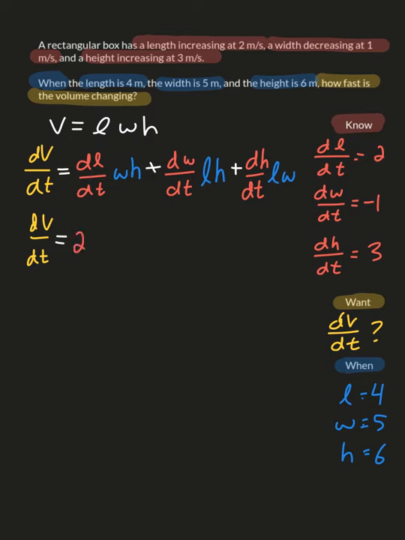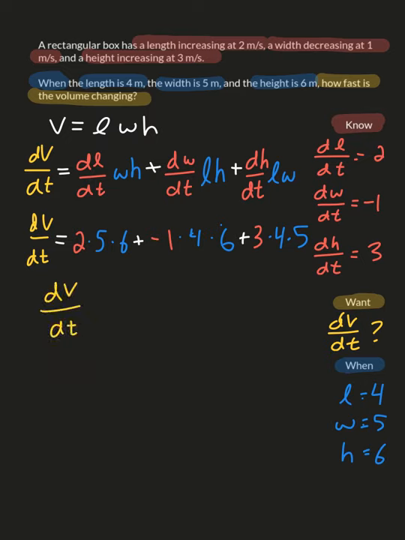The length is increasing at a rate of 2 meters per second. The width is 5. The height is 6. In that next term, the width is decreasing, so we're going to use a negative 1 meter per second. The length is fixed at 4 for a split second, and the height is fixed at 6. And then in our final term, the change in the height with respect to time is that positive 3. And the fixed length and fixed width are 4 and 6, respectively. So that's really just a massive substitution of all the information on the right-hand side.